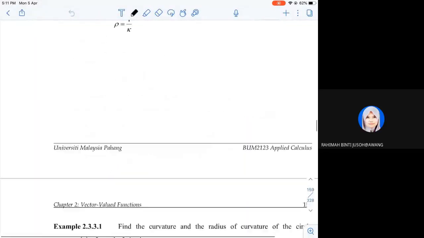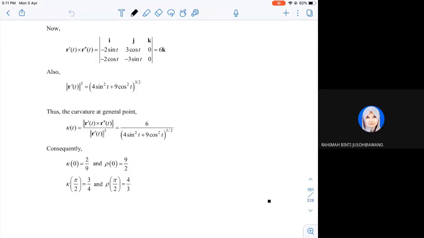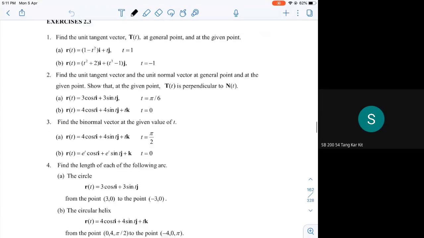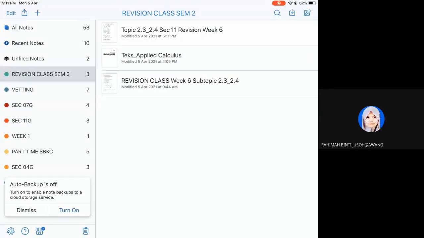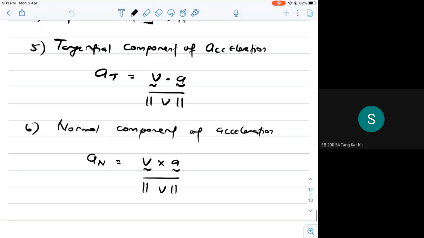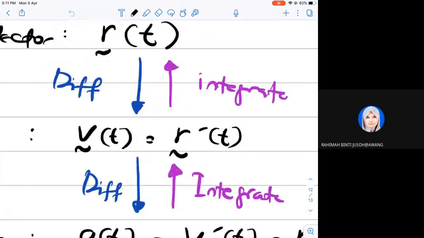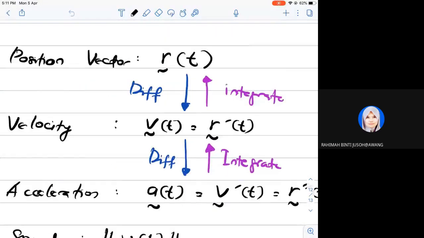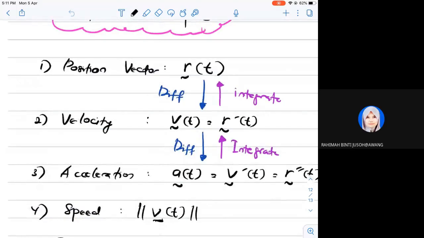Doktor, apa beza velocity vector dengan tangent vector? Sebab tangent vector pun R prime T kan? Okay, velocity you tak payah cari magnitude. Velocity you just differentiate your R prime. Kalau tangent vector, unit tangent vector tadi tu you kena bahagi dengan magnitude of R prime. Okay, dia berbeza, you have to be careful.